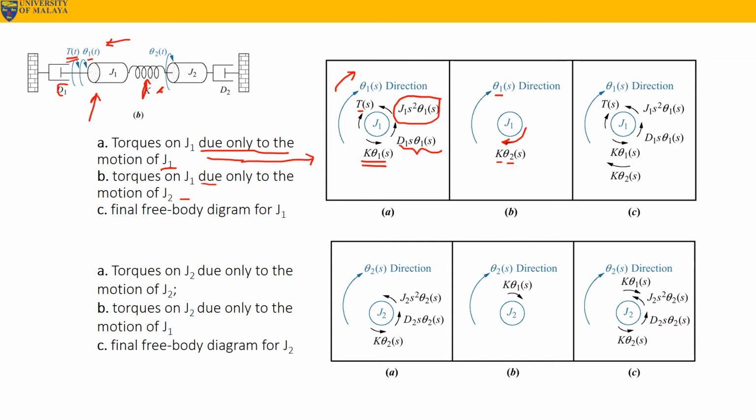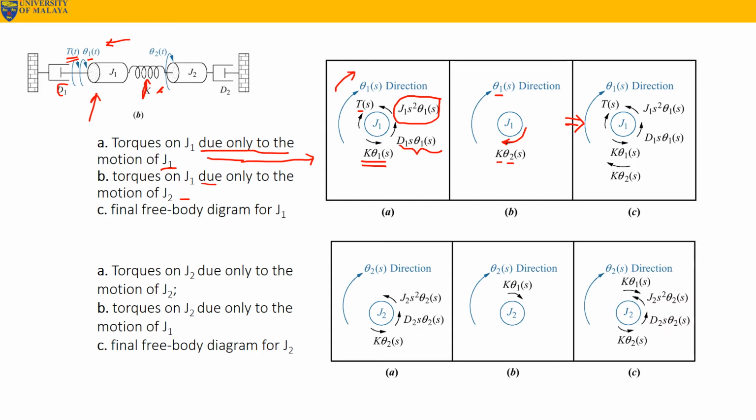So that's figure B, and figure C is combining and collecting all of the factors, theta1 and theta2, in a single figure. So we will arrive at figure C. We continue the same steps for J2.